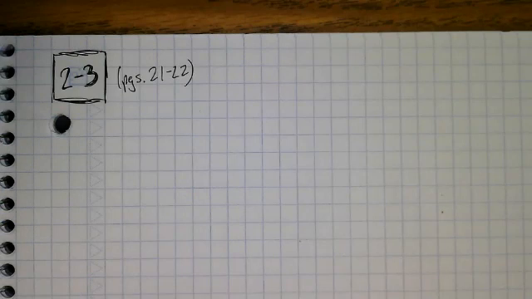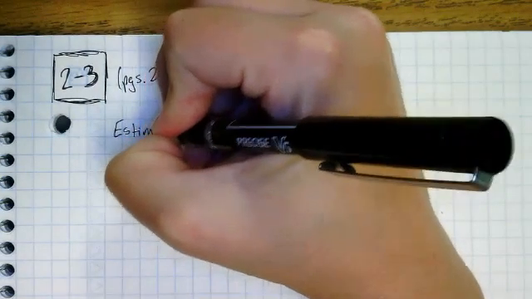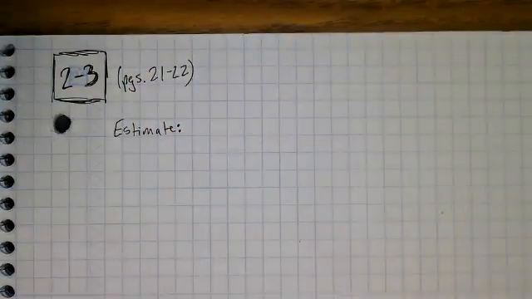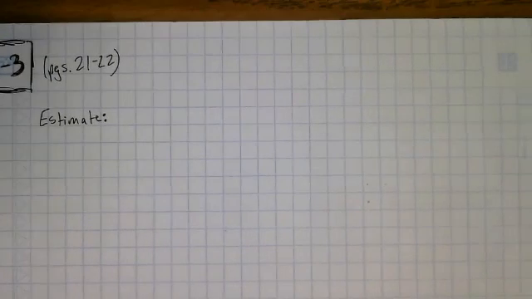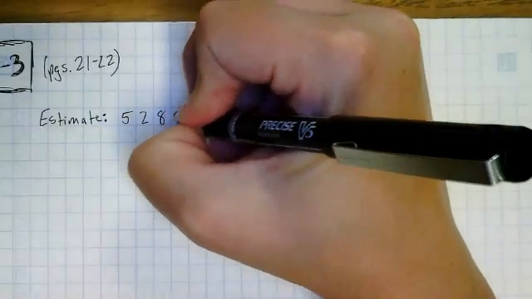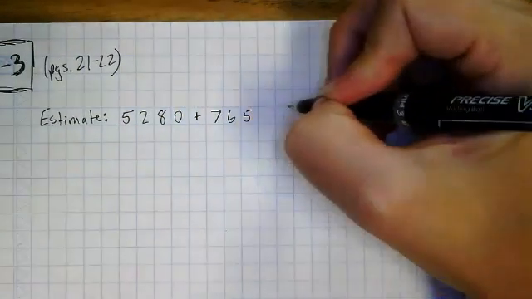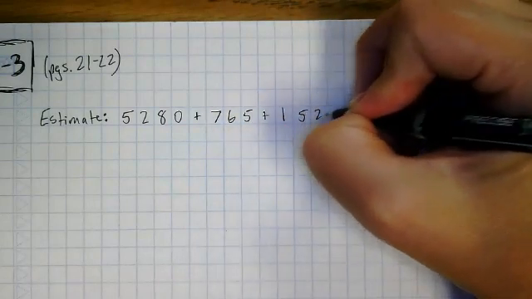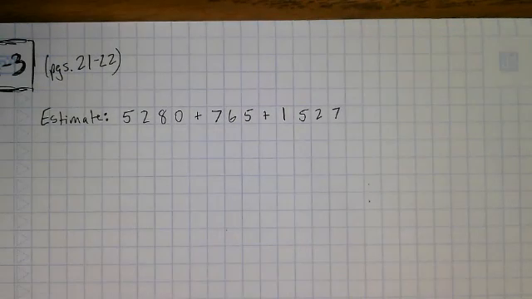And we're going to start by writing out a problem here, but because it doesn't want us to actually find the real answer, it wants us to estimate, we're going to start by writing estimate here. And then we're going to go ahead and write in what the problem is. So we're going to estimate 5,280 plus 765 plus 1,527. Take a moment, write that down. Make sure you have the problem written down.